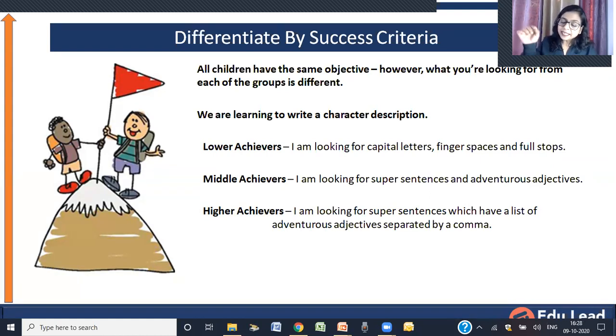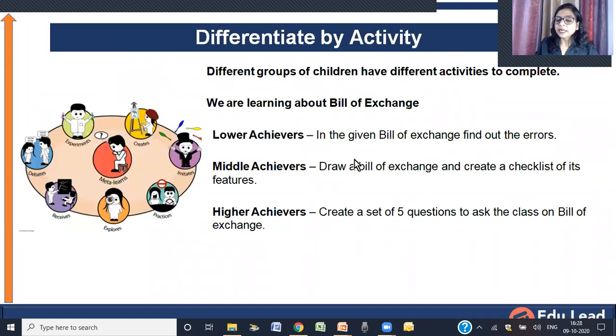Okay. Now, each and everything is so distinctly given over there. So here, when the children are going to be writing, they will specifically look into what is expected from them. Right. So this is differentiate by success criteria. You can keep noting down your questions, whatever are there with you, and we'll address all these questions together.